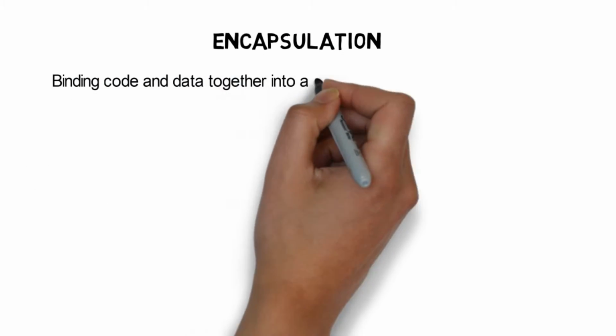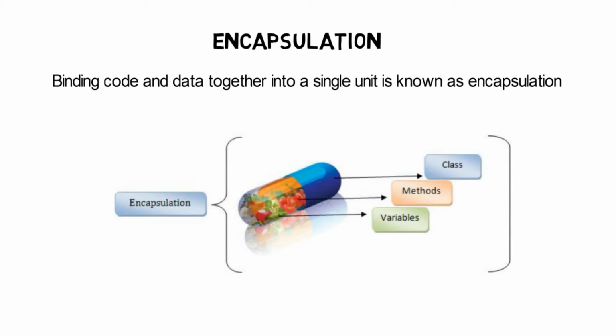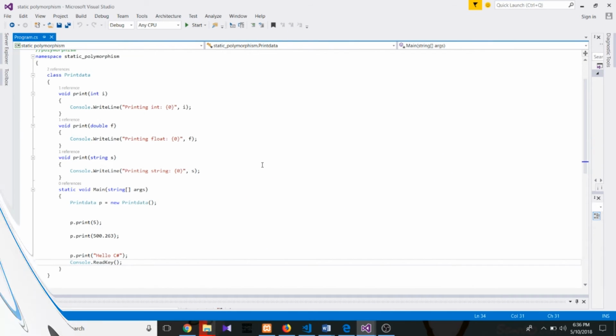The last concept, encapsulation. Binding or wrapping code and data together into a single unit is known as encapsulation. For example, we can take the capsule. It is wrapped with different medicines. So far, we have learned all the concepts in object-oriented programming. Let's take a look at how we can apply those concepts in the C# programming language using Visual Studio.